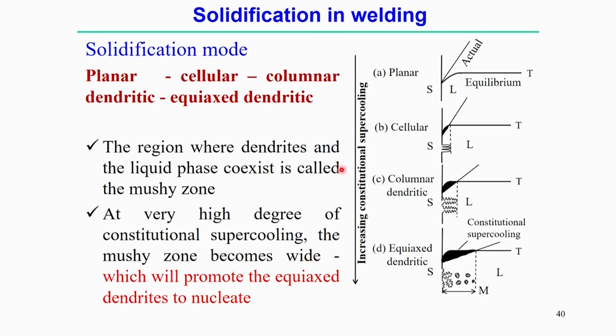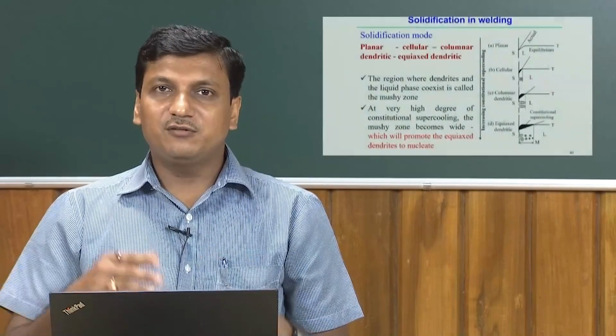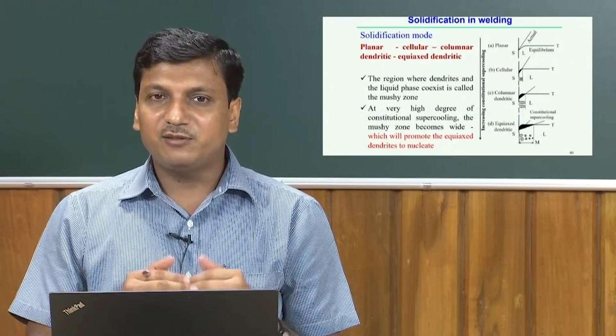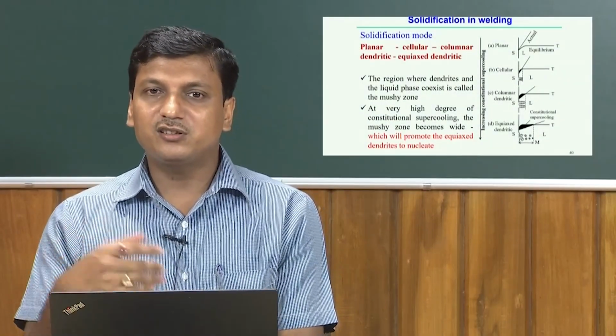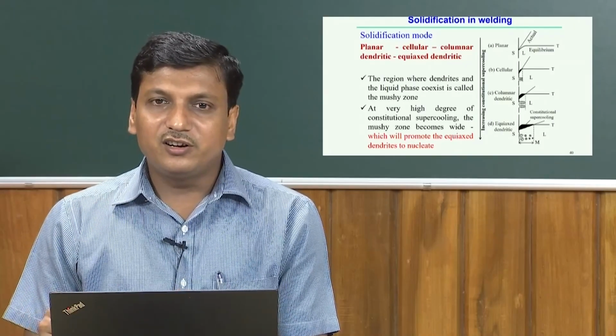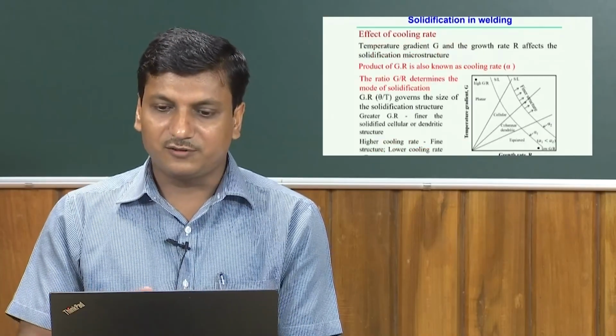So, from that point of view, with the degree of constitutional supercooling, we can predict at least what type of solidification mode it is, whether planar, cellular, columnar dendritic or equiaxed dendritic structure.